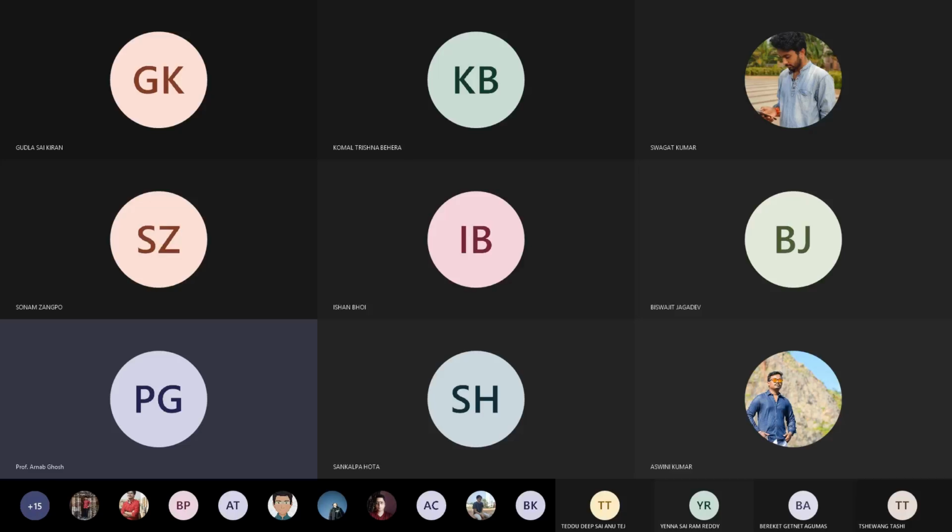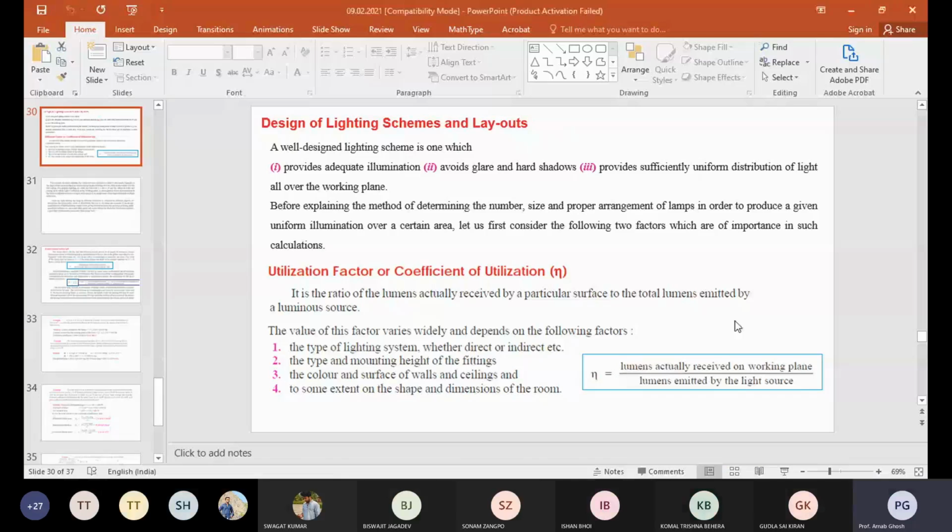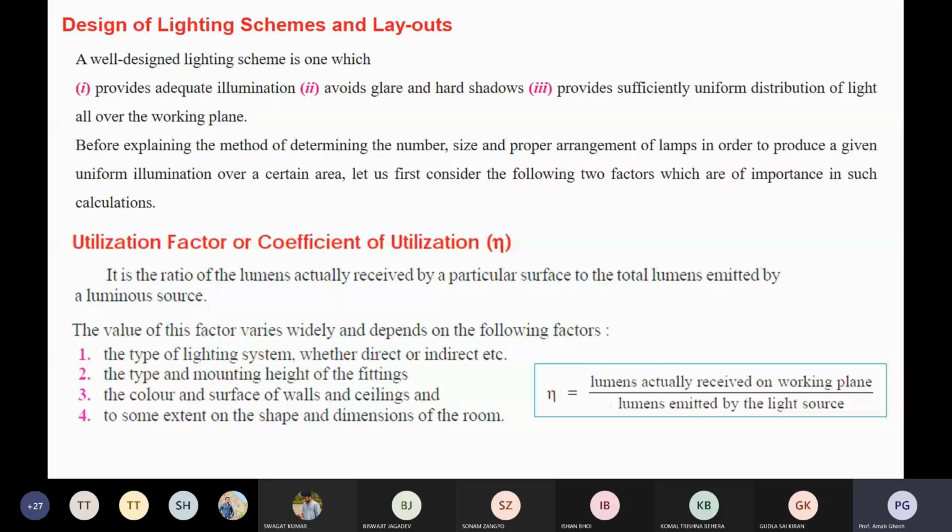So I have discussed different points and different important ideas of illumination. What I have discussed: different important definitions of illumination and how they are related to each other. Then I discussed some numerical problems based on those definitions. After that we discussed the polar chart.